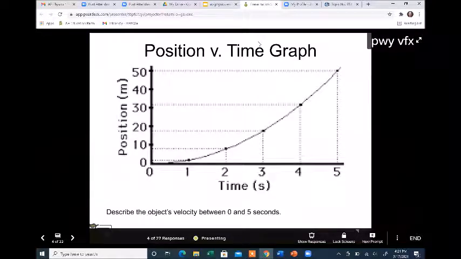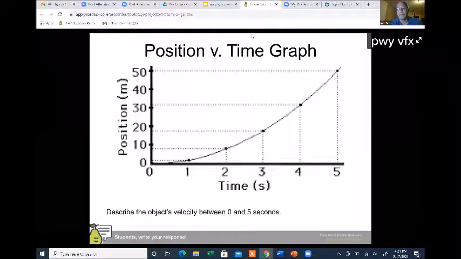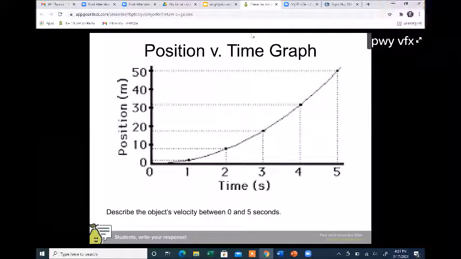Acceleration. Because what's changing? What's changing about this graph? What makes it curve? A curve means what quantity about the graph is changing? The slope is changing. And we know that slope represents velocity. So if we have a changing slope, we have a changing velocity. And a change in velocity is what? Acceleration.